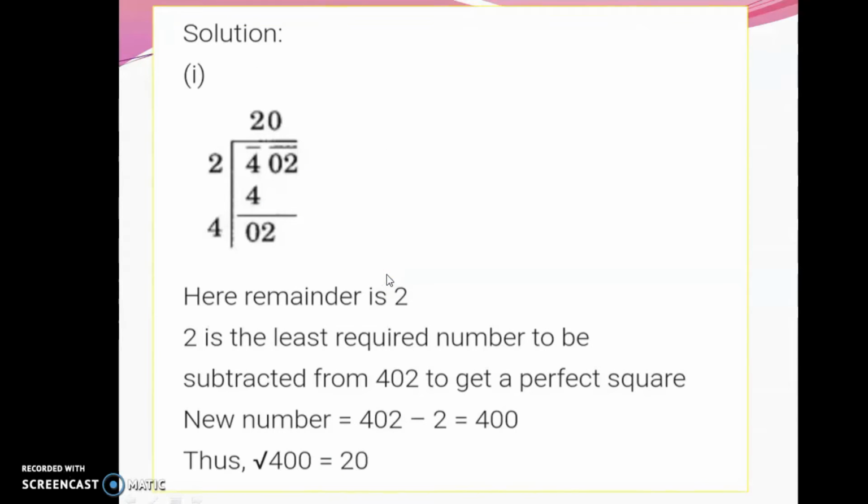Children, whenever we have to find which number must be subtracted or which number must be added, we always find the square root by the division method. So its first part is 402. First of all, we will be finding out its square root by division method. First step is to place a bar over every pair of digits starting from the ones digit. So our first pair will be 0, 2 and second pair will be 4.